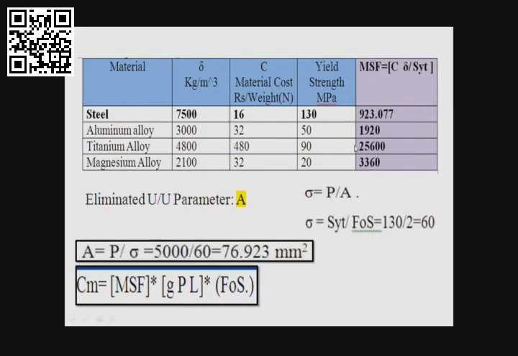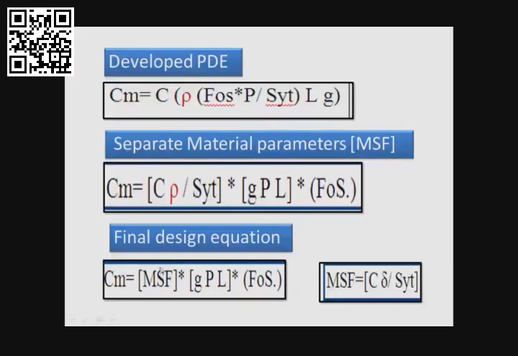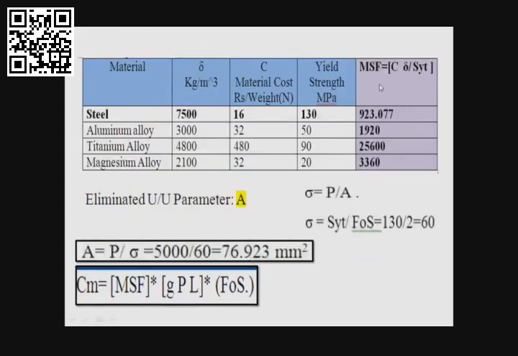Here we need to identify which one is the lowest, so that the cost of the tensile bar is going to reduce. If this value reduces, automatically the total cost of the tensile bar is going to reduce, because this is directly proportional. That's why we need to select the material which has the lowest MSF value. Here steel has the lowest MSF value, that is the material separation parameter value.